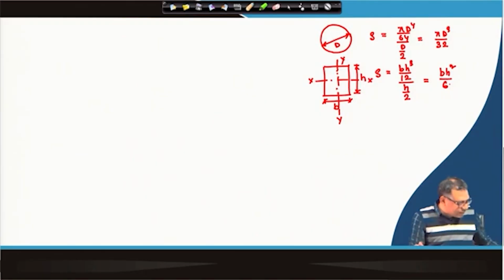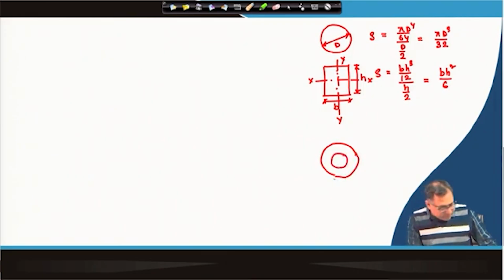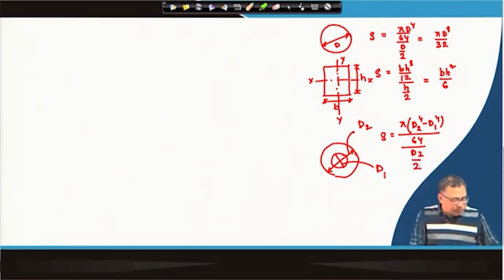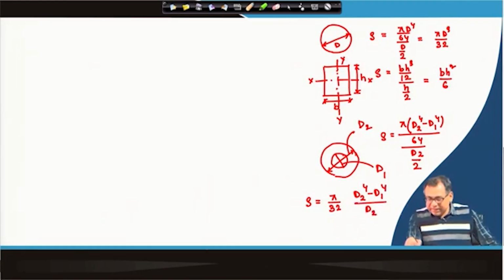Now, the last section, that is the hollow circular section, what will be the section modulus? So, this is d 2 and the inner one is say d 1. So, S will be pi into d 2 to the power 4 minus d 1 to the power 4 divided by 64 divided by d 2 by 2. Okay. So, for this case S will be pi by 32 into d 2 to the power 4 minus d 1 to the power 4 divided by d 2. So, these are the section moduli for different sections.